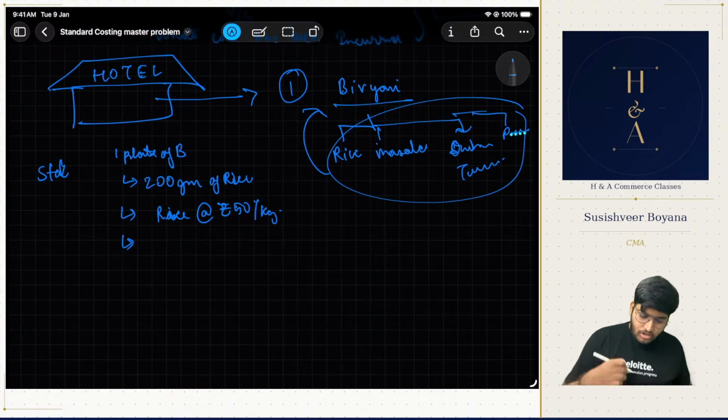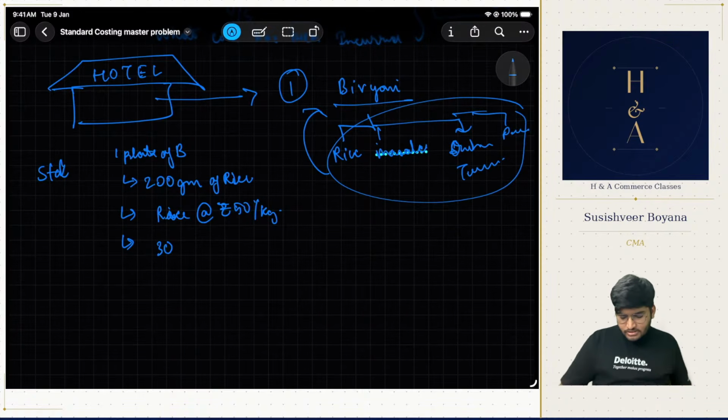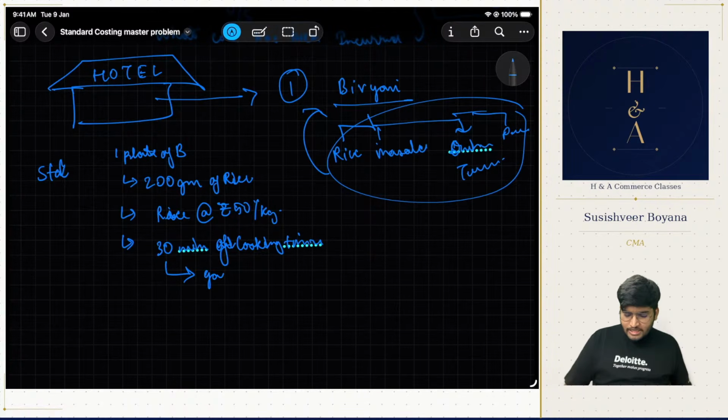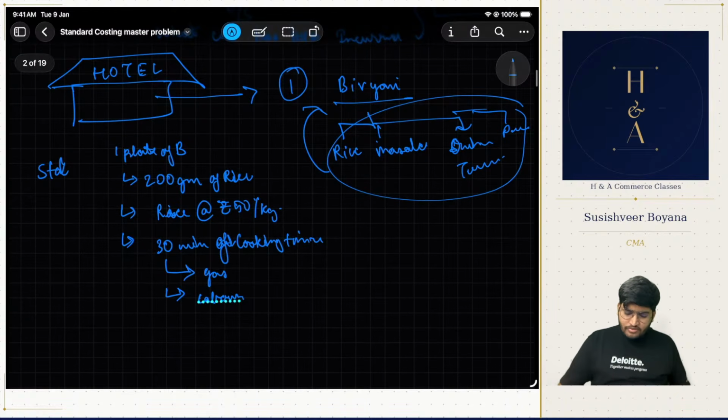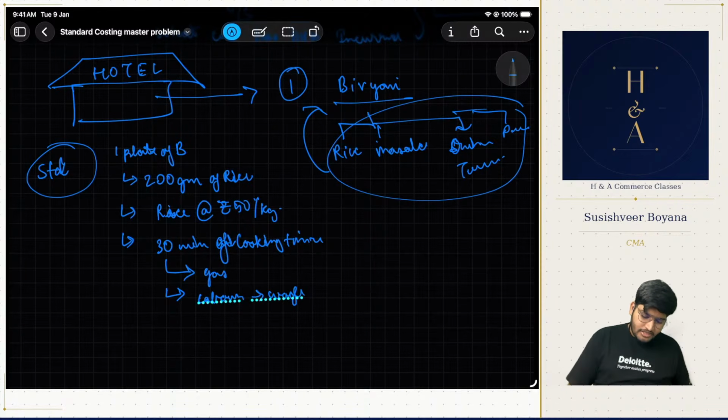I also know, to cook it, it requires 30 minutes of cooking time. Sir, if I'm talking about cooking time, here I'm talking about gas, which is a consumable. I'm also talking about labor, which is my employee cost, in the form of wages, salaries, be it anything. This is the standard, right? I told you to look after the shop.